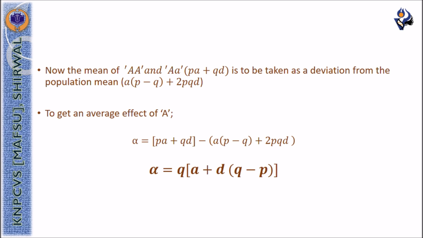The average effect of an allele is represented with alpha, and the average effect of the dominant allele is calculated with the formula pa plus qd minus [a(p minus q) plus 2pqd], which upon solving yields the formula of the average effect of the dominant allele as q multiplied by [a plus d(q minus p)].